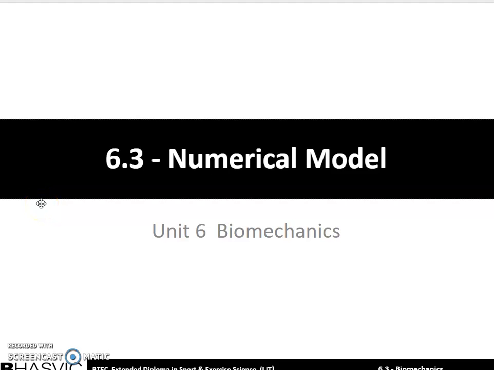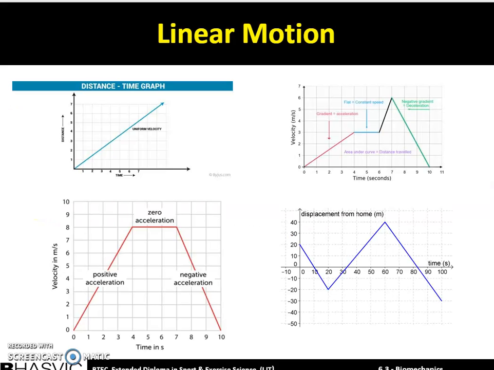Exercise 6.3, the numerical model. Now, in linear motion, there is one thing you have to understand about scalars and vectors. A scalar quantity is something that has a magnitude but no direction. A vector quantity is something that has a magnitude as well as a direction.